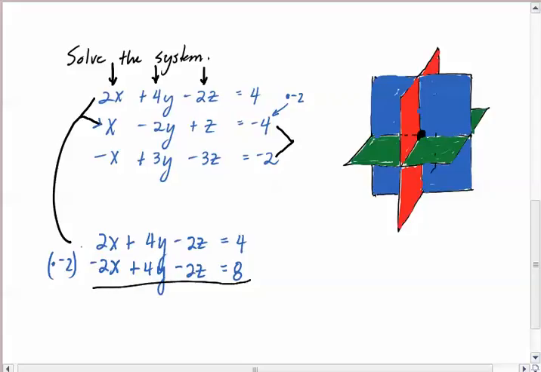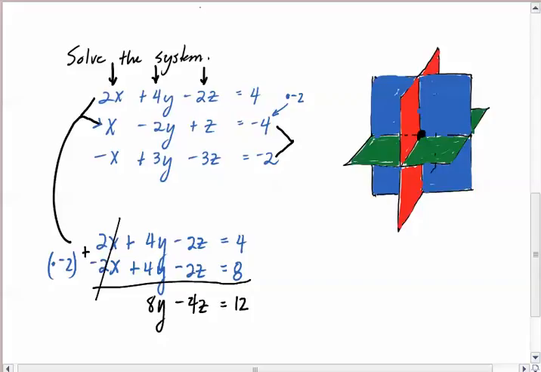We're actually allowed to add equations together. And so I add this column, and that goes into nothing. I add the y column, and I get 8y. I add the z column, and I get -4z. And I add that, and I get 12. Okay, so I'm going to let that be on hold for a minute. So I have 8y minus 4z equals 12.